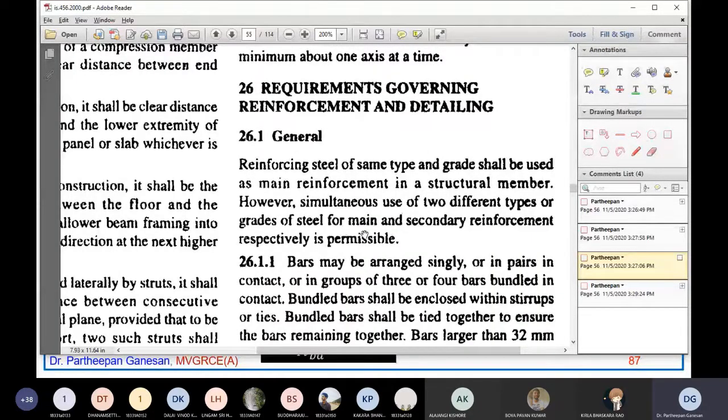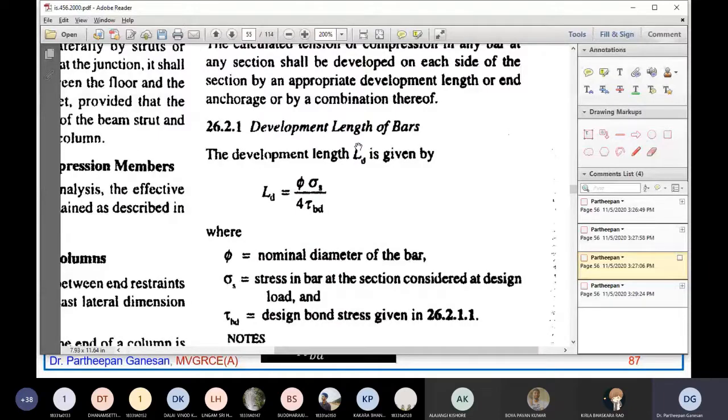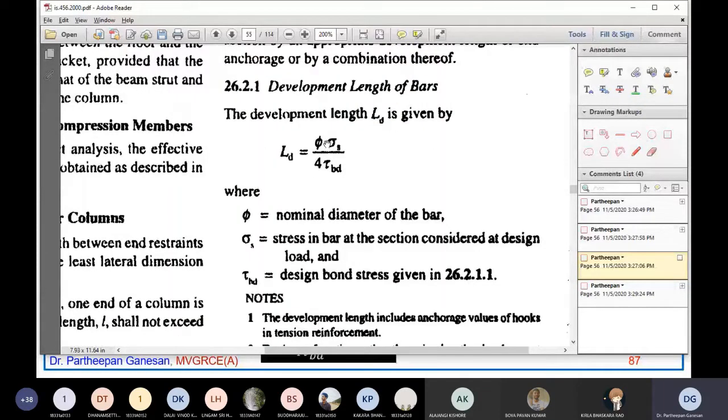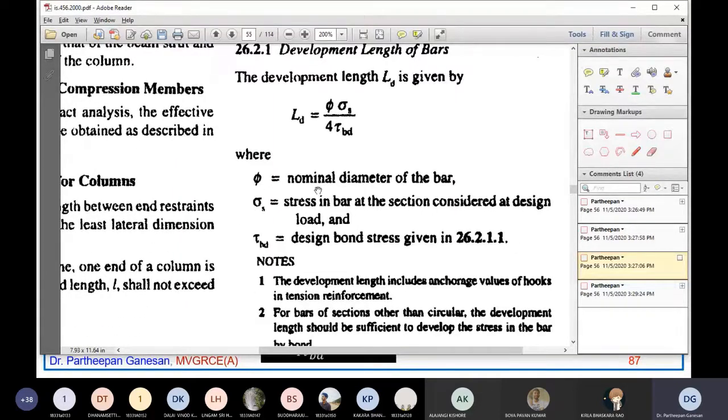The development length of bars, Ld, is given by Ld = φσs / (4τbd), where φ is the nominal diameter of the bar, σs is the stress in the bar at the section considered at design load, and τbd is the design bond stress.